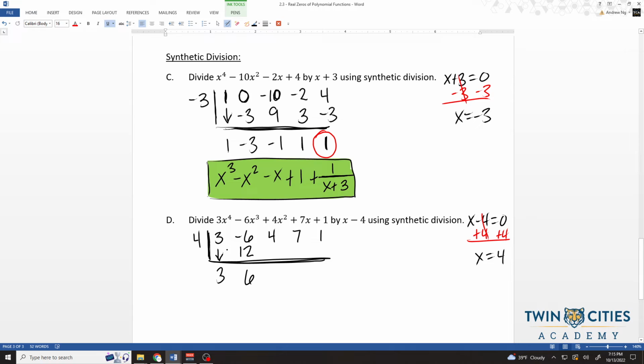Multiply diagonally, 4 times 6. 4 times 6 is going to be 24. That's going to go up here. Adding straight down, 4 plus 24 is 28.